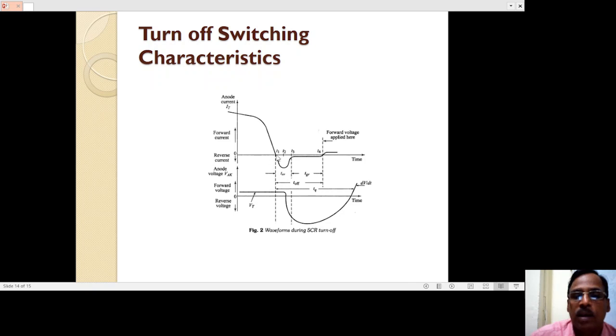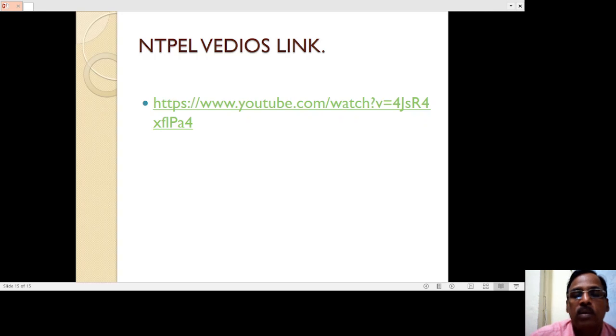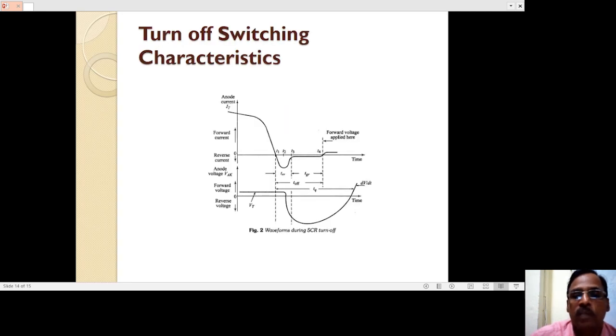But when your current reaches zero, but your charge carriers across junctions J1, J2, J3 are in favorable condition, if you apply gate supply suddenly, your SCR will turn on. It is not completely turned off. So this is all about the turn off switching characteristics of the SCR.